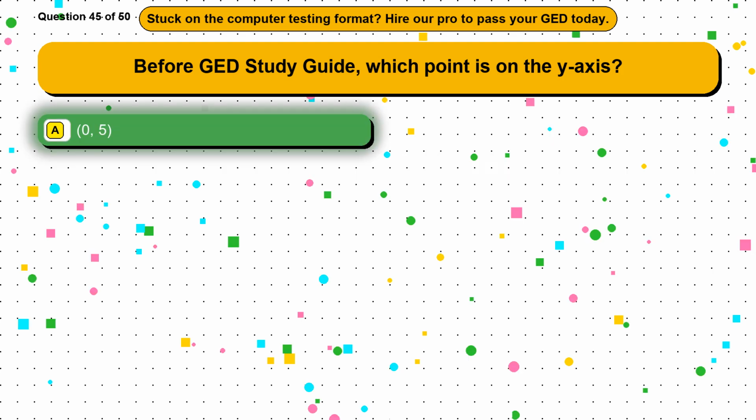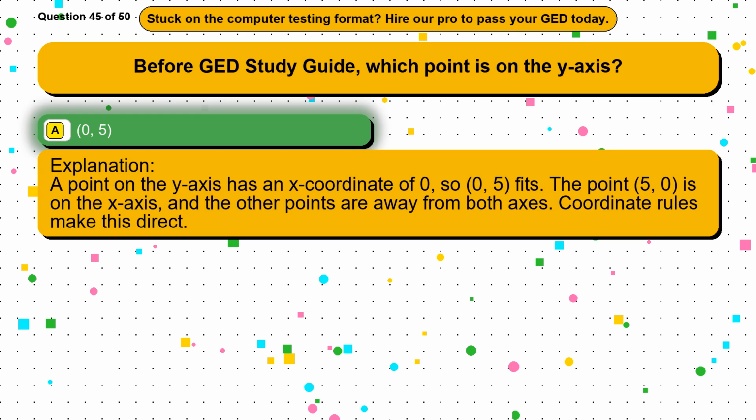The correct answer is option A. (0, 5). A point on the y-axis has an x-coordinate of 0, so (0, 5) fits. The point (5, 0) is on the x-axis, and the other points are away from both axes. Coordinate rules make this direct.